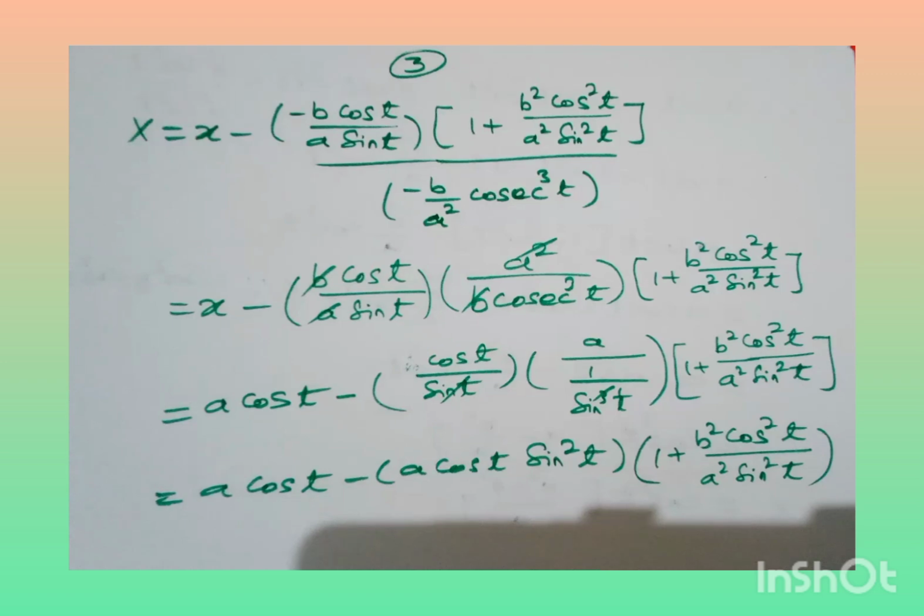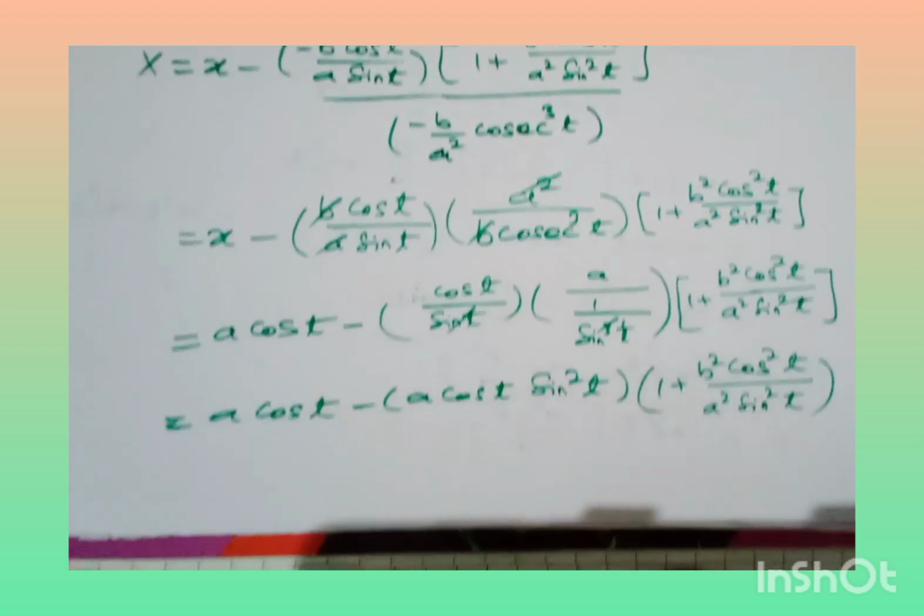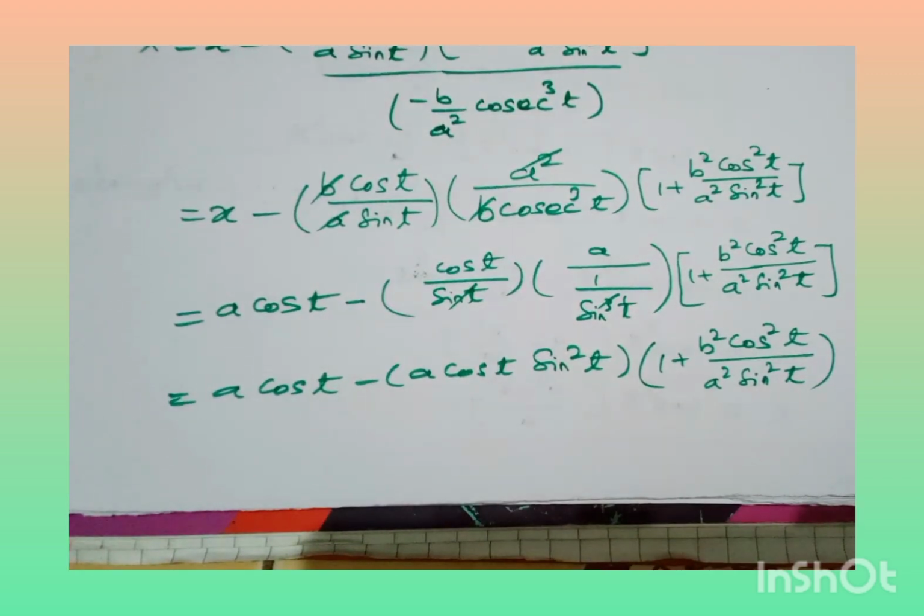So there are three minus signs, so keep minus as it is. So b cos t by a sin t, and then the denominator becomes a squared by b cosecant cube t, into 1 plus b squared cos squared t by a squared sin squared t, isn't it? And then I replace x by a cos t. Already we know the parametric form of the ellipse. And then simplify, we got cos t by sin t into a by 1 by sin cube t. Cosecant cube t can be written as 1 by sin cube t. And then the last term write as it is. And then a cos t, and then simplify sin and sin cube, it becomes sin squared.